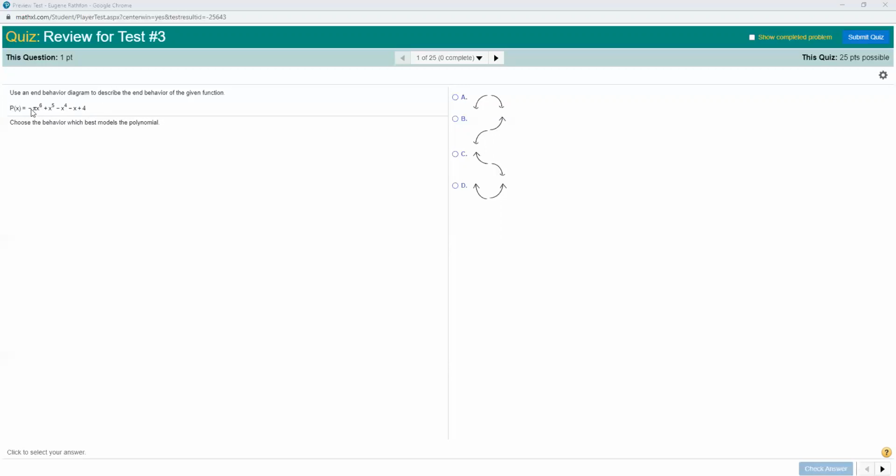And then the lead coefficient is the negative pi. Since that pi is negative, the lead coefficient is negative. So I got an even degree, negative lead coefficient. So if you looked on the chart, that was the one that was going downhill on both sides. So you would pick A on that and then move to the next one.